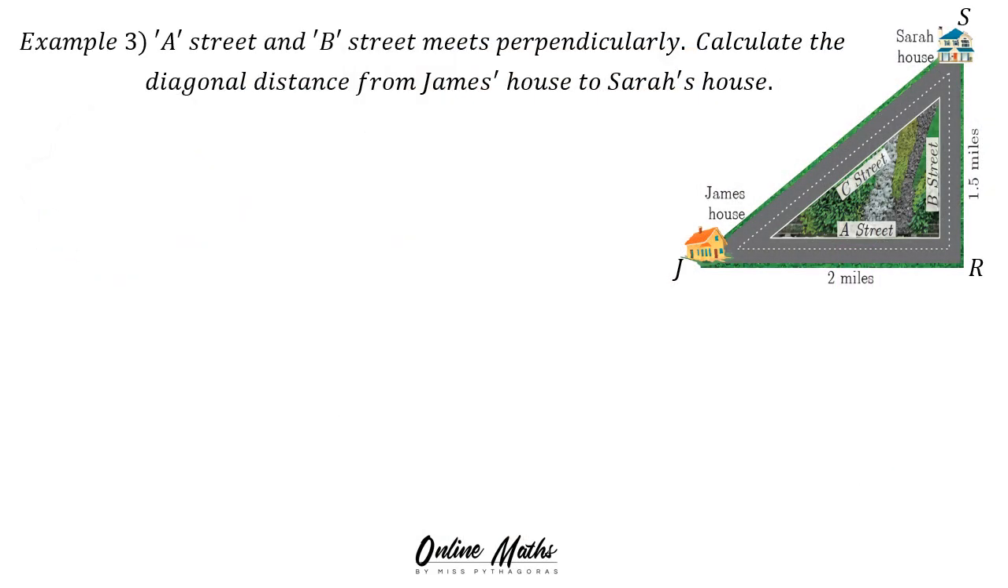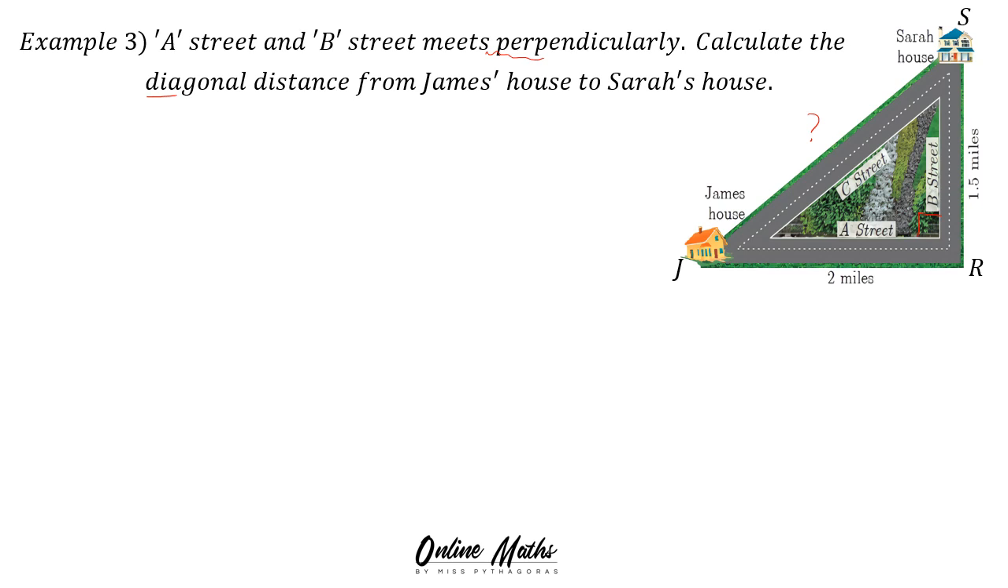Example 3. A street and B street meets perpendicularly. Calculate the diagonal distance from James's house to Sarah's house. Now, when you look at the sketch there, where it says they meet perpendicularly, that means it's this angle over there. That's a right angle.